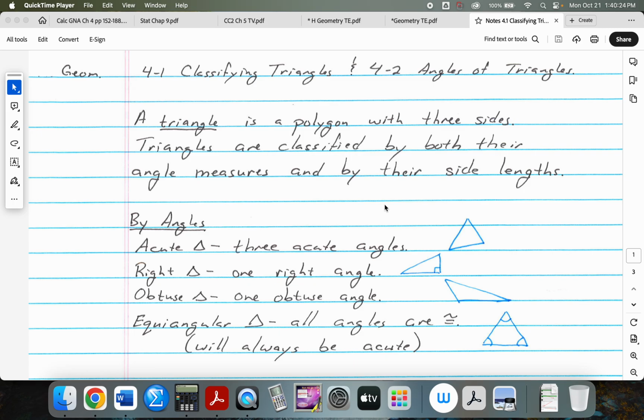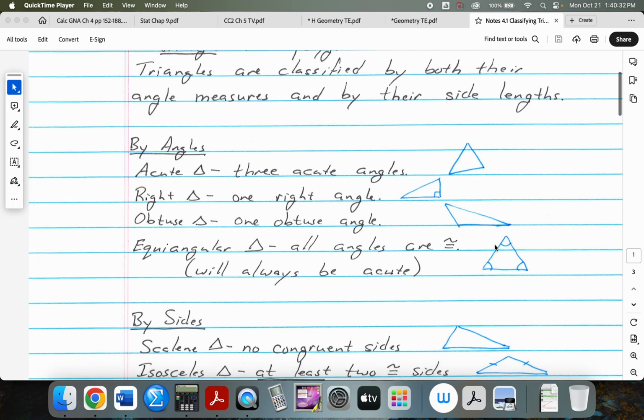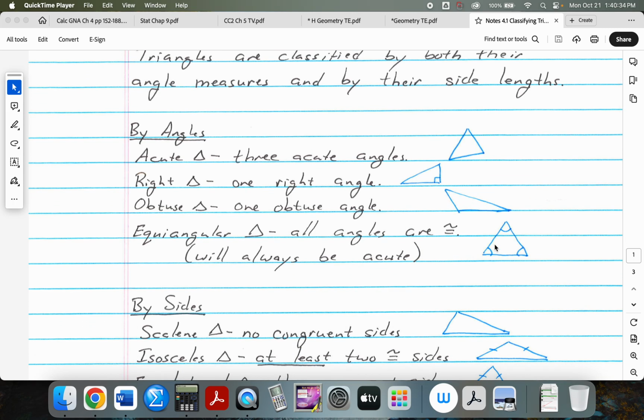Triangles are classified two ways, by their sides and by their angles. First of all, by their angles. If you have an acute triangle, all three angles have to be acute. If you have a right triangle, it's got one right angle. And what are the other two angles? What kind of angles are the other two? Acute. They're acute. Thank you, Peter. Yeah, those other two angles are acute angles.